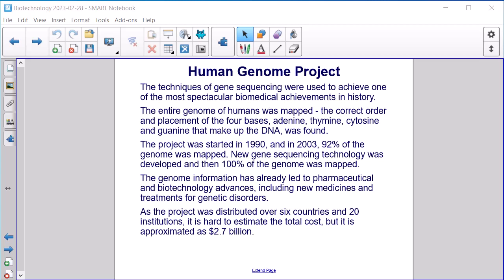The genome information has already led to pharmaceutical and biotechnology advances, including new medicines and treatments for genetic disorders. As the project was distributed over 6 countries and 20 institutions, it is hard to estimate the total cost, but it is approximated as $2.7 billion.